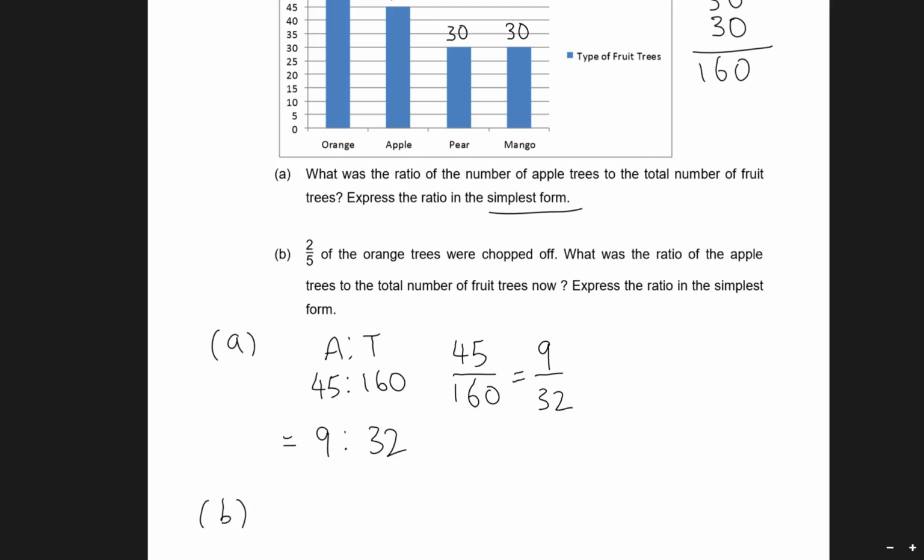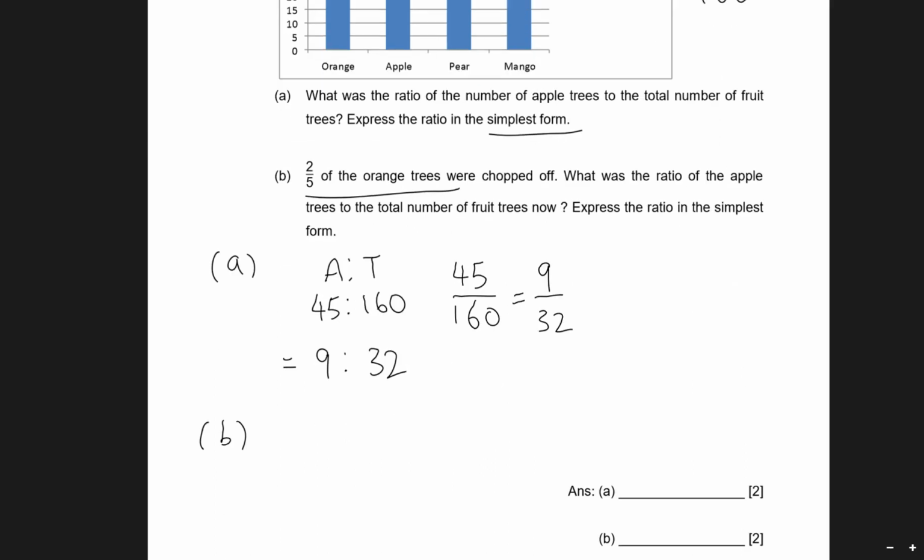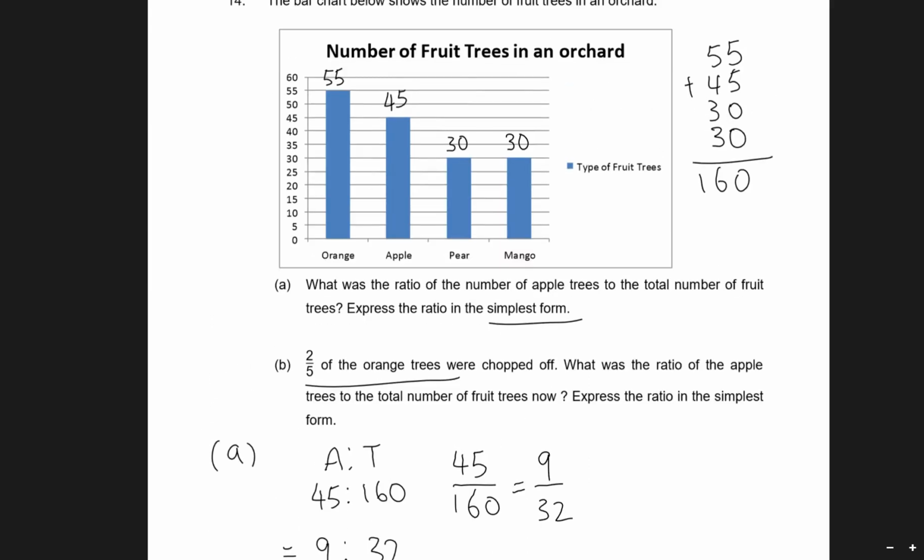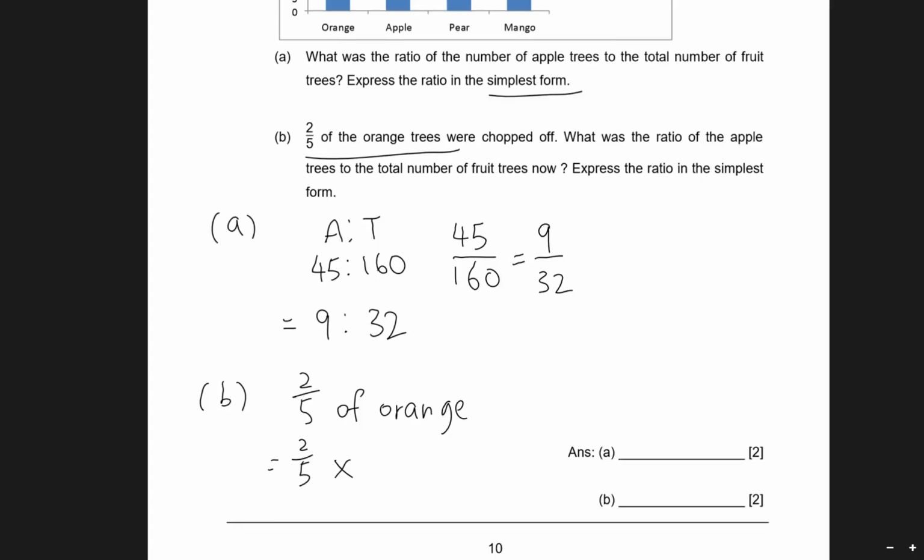Now part B says 2/5 of the orange were chopped off. Now 2/5 of the orange is going to be chopped off. This is English again that we want to change to maths. 2/5 of orange. Orange is how many? 55. So we are going to find out what is 2/5 times 55 with your calculator. We know that it's 22. Now 22 oranges are cut off. So I'm going to write English here.